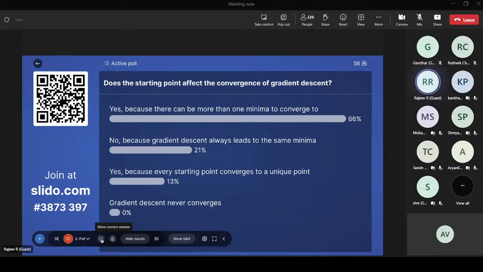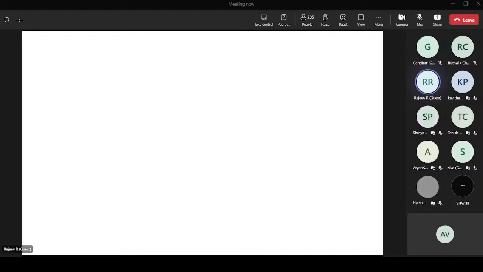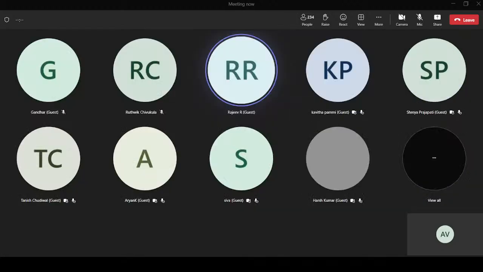All right. So I'll be showing the correct answer now. So yeah, for those of you who got it right, well and good. So the reason is because there's more than one minima that you can converge to. So I'll quickly show why that is the case.